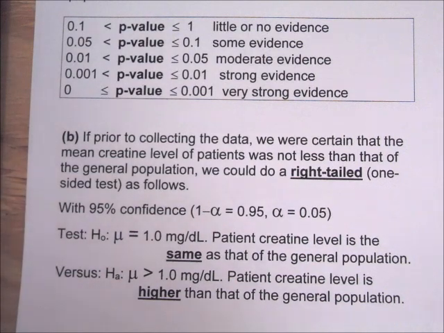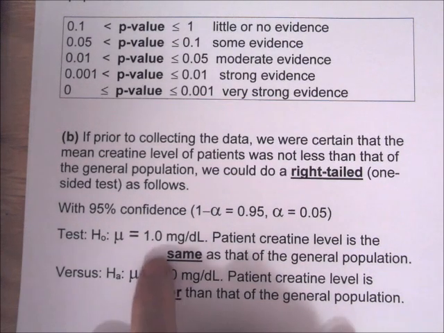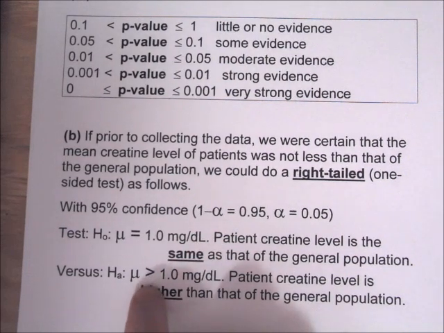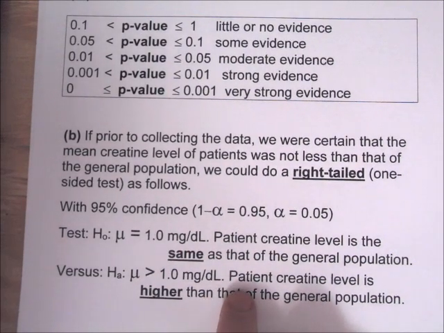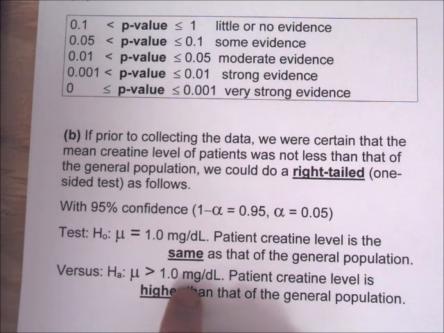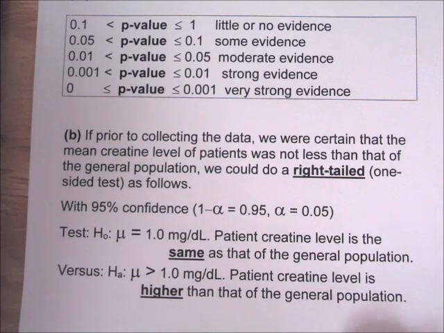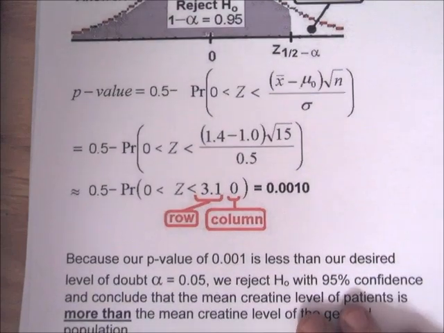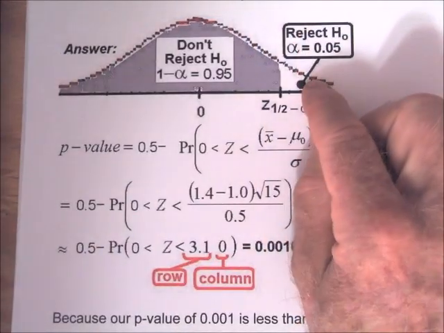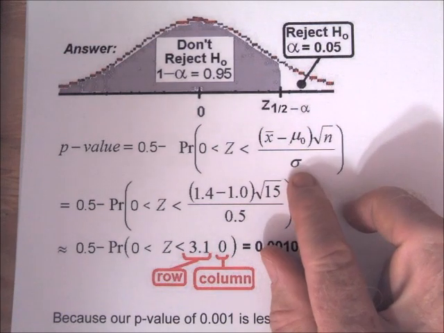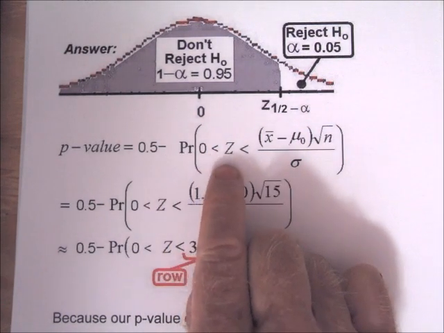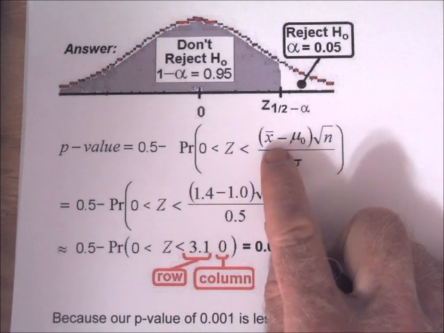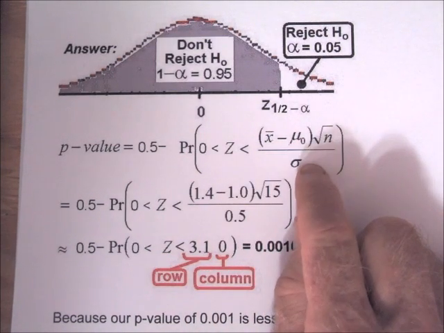Part B: if prior to collecting the data we are certain that the mean creatine level of patients was not less than that of the general population, we could do a right-tailed test. Here the null hypothesis is the same, but for the alternative we have a greater than symbol. HA: mu greater than 1.0 milligrams per deciliter, patient creatine level is higher than that of the general population. Now all of our doubt is concentrated on one side, and we don't need to multiply by 2. We want 0.5 minus the probability that z is between 0 and x bar minus mu naught times square root of n over sigma.